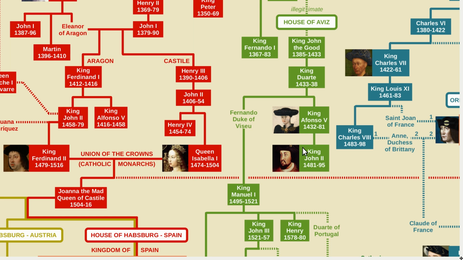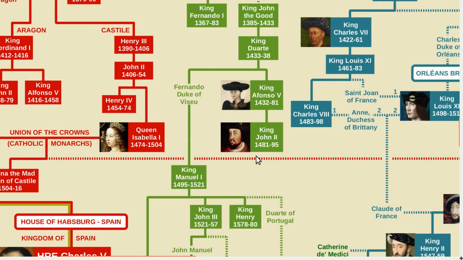And then we get his son John II, often considered the greatest Portuguese monarch of all time. It was during his reign that Portugal began exploring further around Africa and into Asia. He was also the one who signed the famous Treaty of Tordesillas, and let's take a quick look at that.